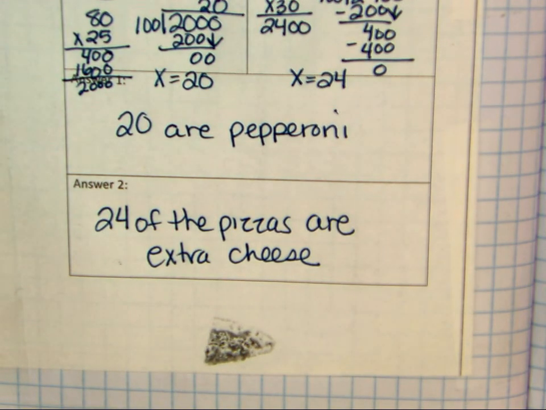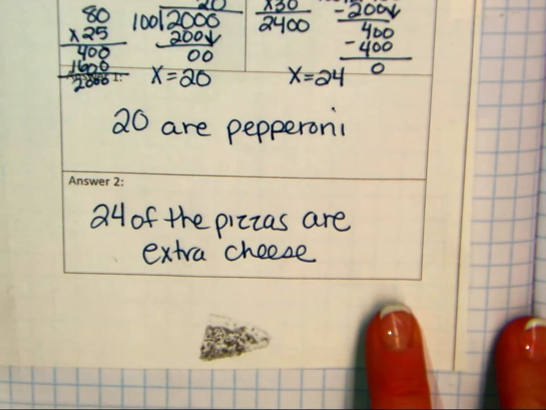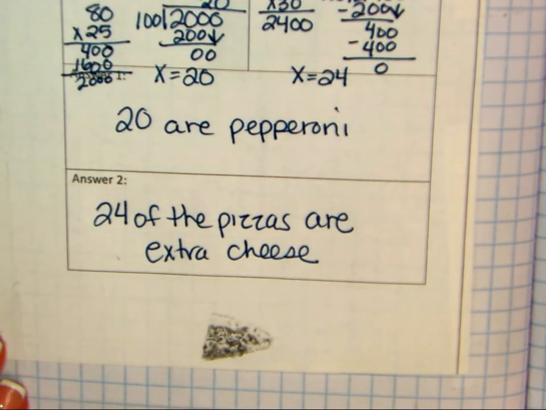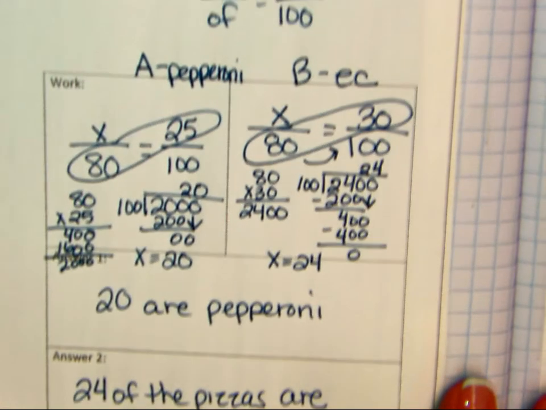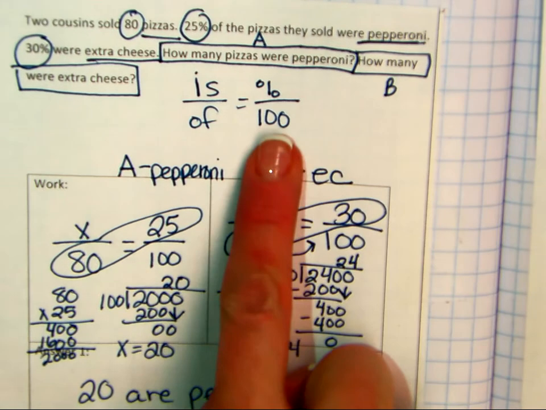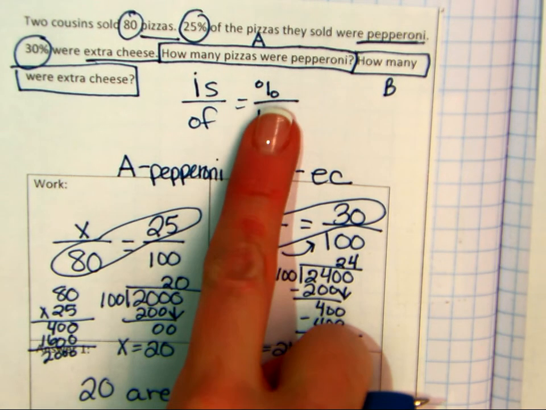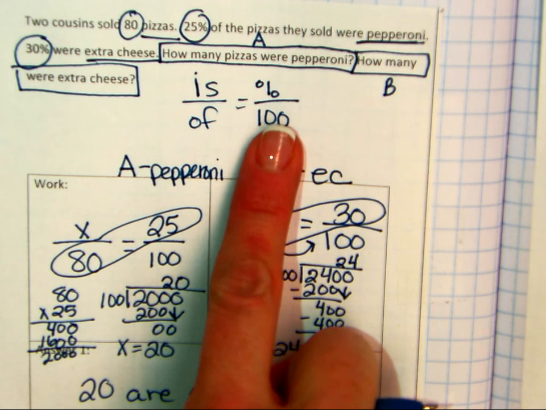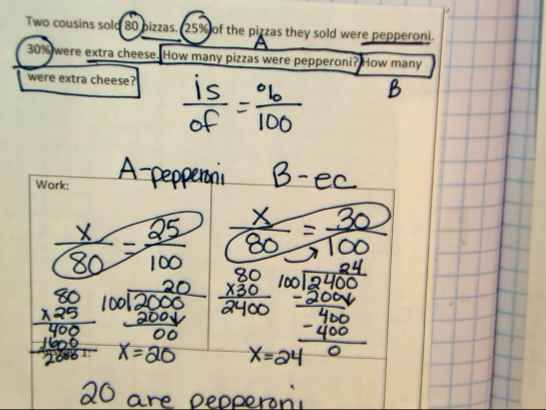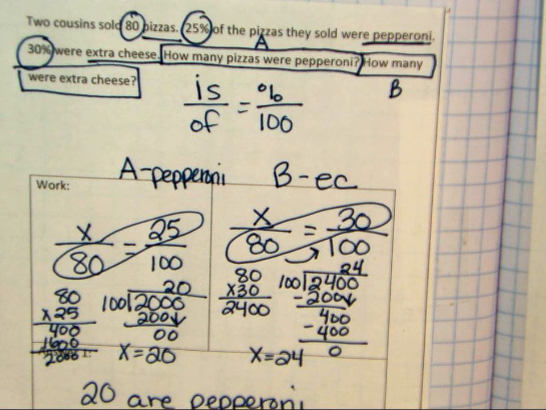So, tonight, as you are setting up your homework, remember, you're going to use the information you have using this formula. The is over of equals the percent over 100. Filling in whatever information you have and using the cross product to solve the proportion to find out what's missing.